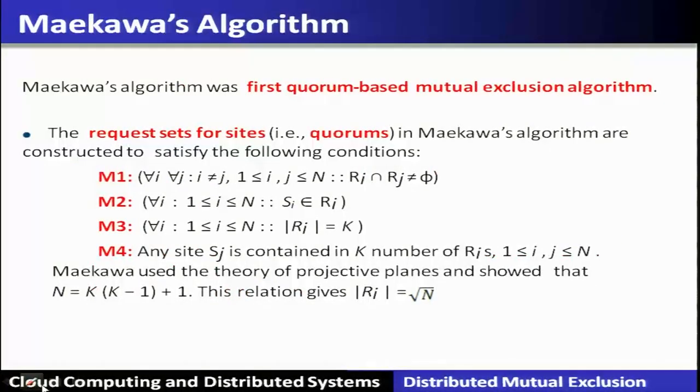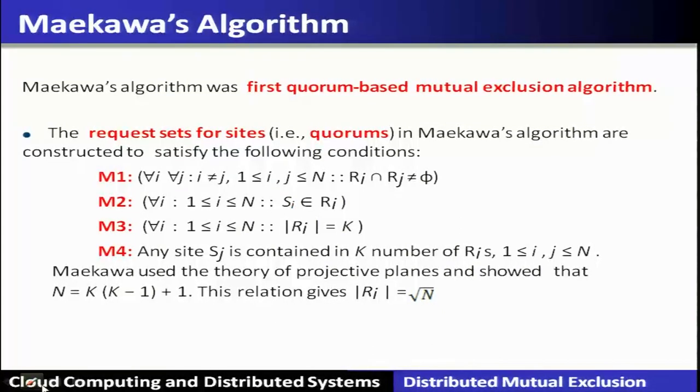Using the concept of quorums, Maekawa has given the first algorithm, which is called Maekawa's algorithm for mutual exclusion, that is the first quorum based mutual exclusion algorithm. In this algorithm, the request sets for the sites, which is also nothing but the quorum, are constructed to satisfy the following four properties. The first, designated as M1, is the intersection property, that means for any two request sets, if we take the intersection, it is not null. Another property, M2, says that any site is in the request set. So that means all the sites are participating in some or the other request sets.